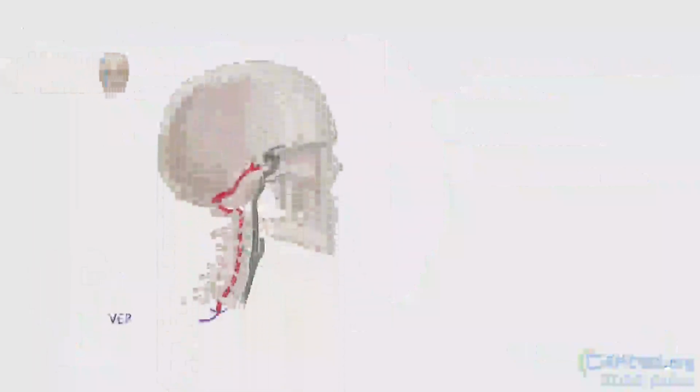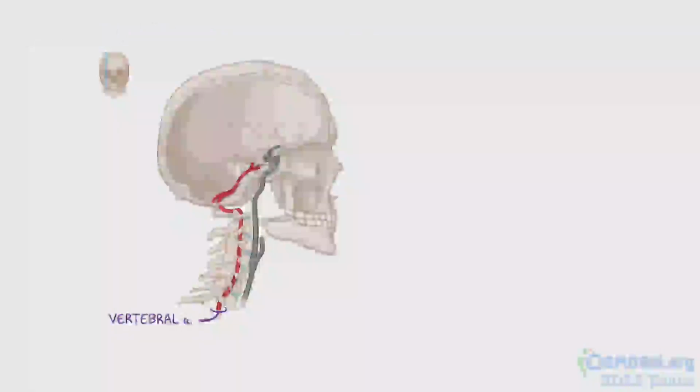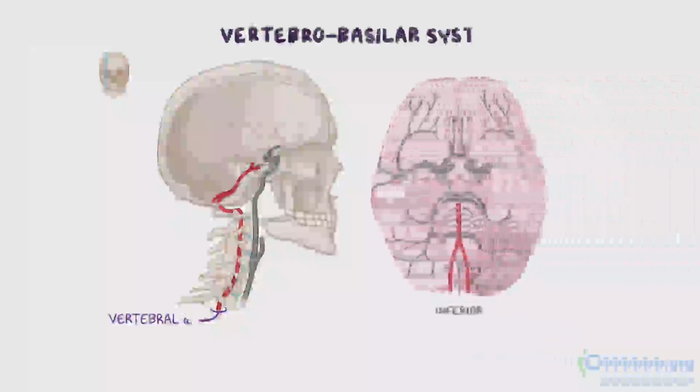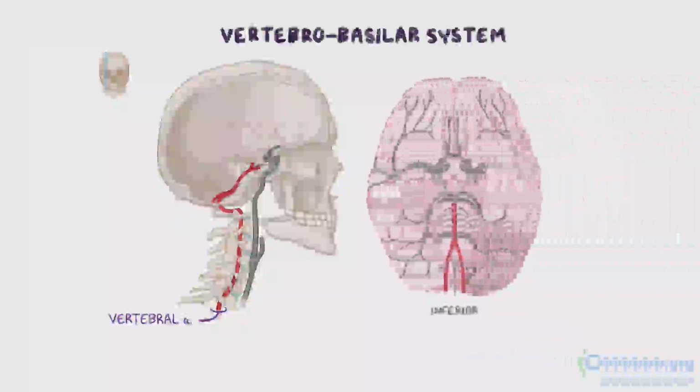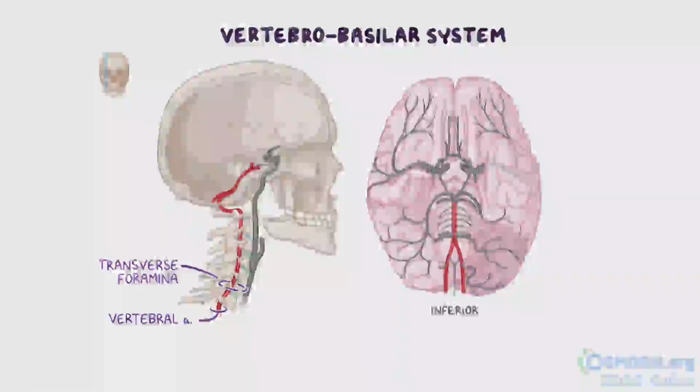All right, now let's switch gears and look at the vertebral arteries, which arise from the subclavian arteries and form the vertebro-basilar system. The vertebral arteries ascend through the transverse foramina of the cervical vertebrae to enter the skull through the foramen magnum, and then they pierce the dura mater to get into the subarachnoid space.